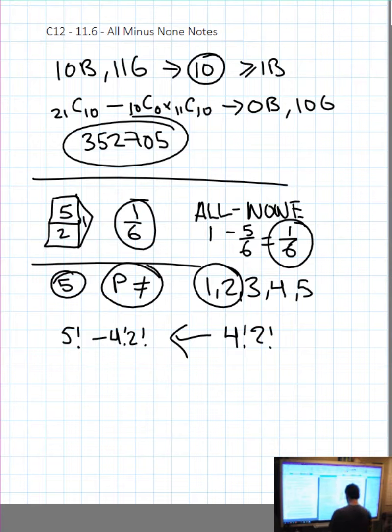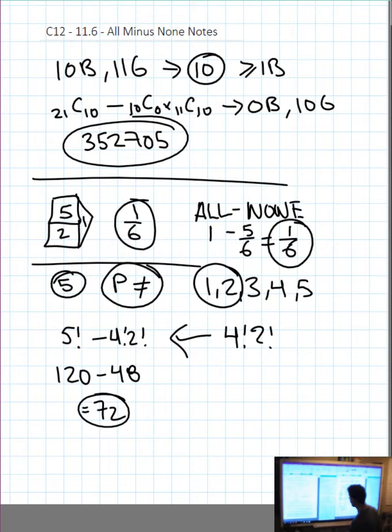And that's simply whatever that is. 5 factorial on the calculator, 5 factorial, 120, minus 4 factorial is 24 times 2 factorial will be 48. And minus 120 is equal to 72. 72 family photos that we can make with the parents not sitting together in red.